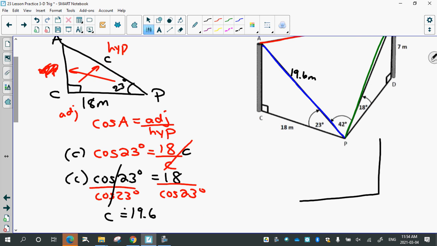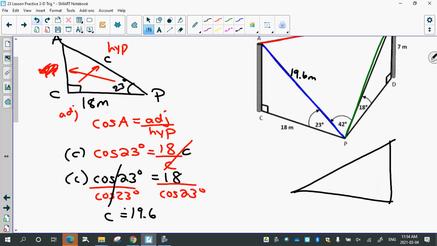Oops, no, not. Not having much luck drawing a right angle triangle. Great, Mrs. Northwood. There we go. It's better.